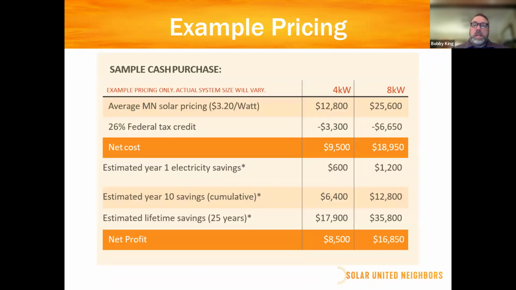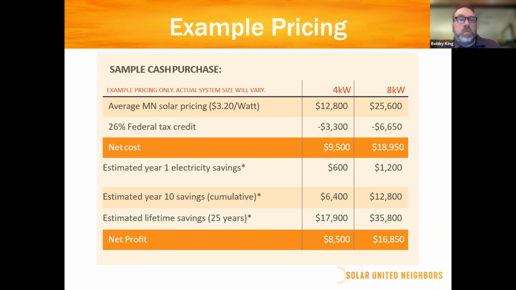Here's an example of pricing. Let's just look at the 8 kilowatt column. So we figure 320 a watt in this example. It'd be $25,600 for that system. The other large incentive that's available now is the federal solar investment tax credit, which gives you 26% of the cost of the system as a tax credit.